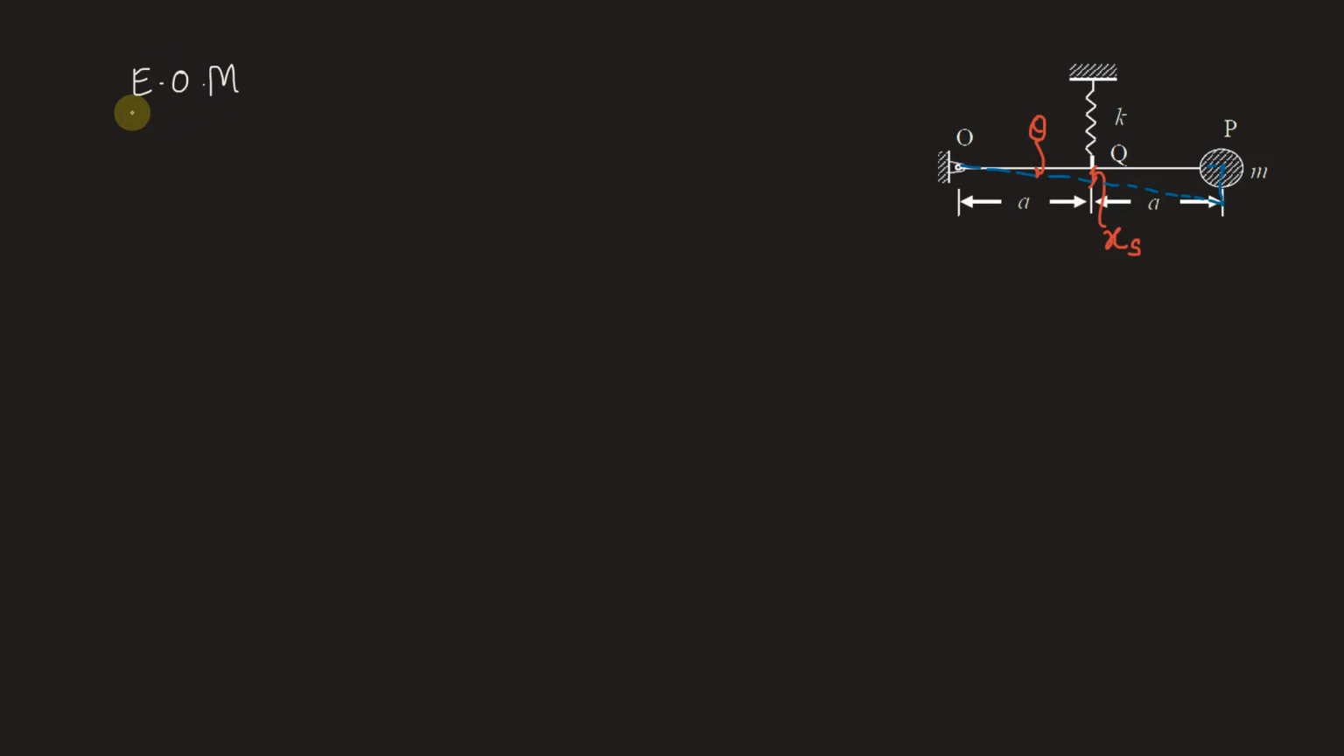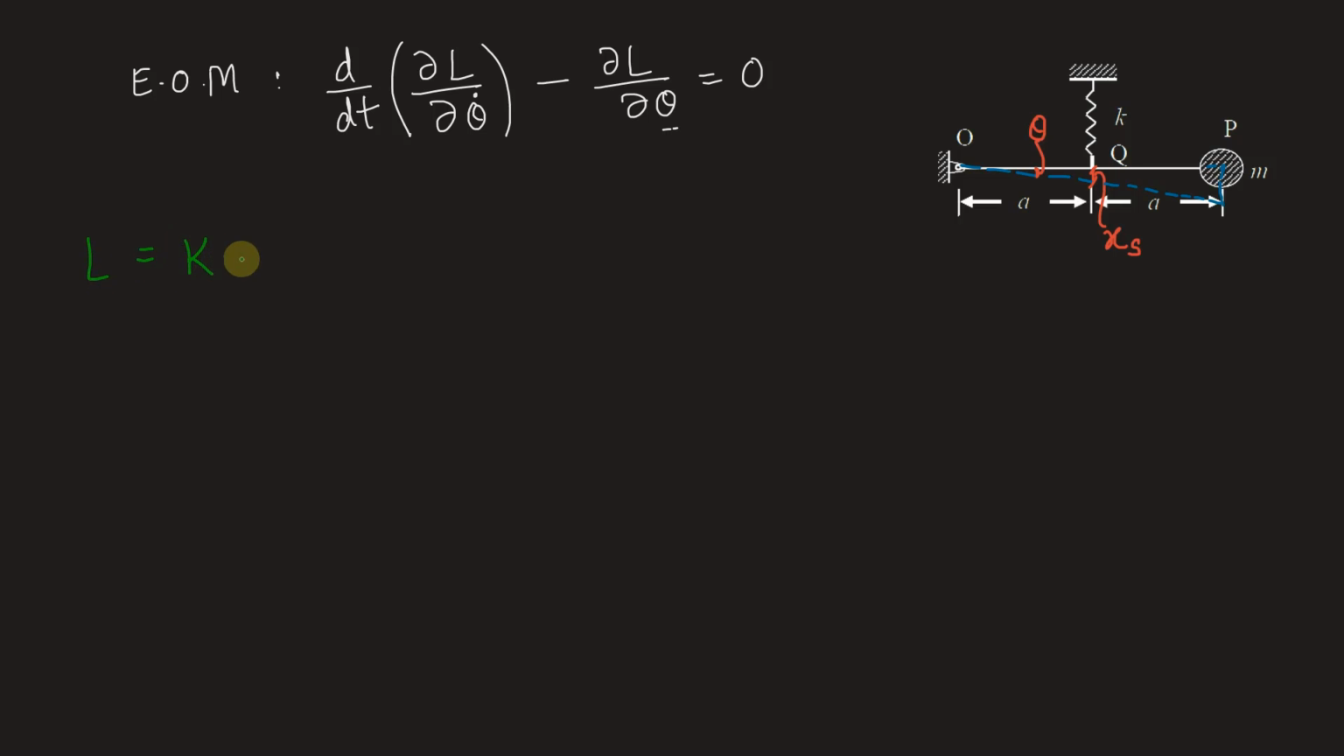So the EOM, short for equation of motion, will be given by d/dt, that is the time derivative of ∂L/∂θ dot, the partial derivative of the Lagrangian with respect to the angular velocity, minus ∂L/∂θ equal to 0. That is the partial derivative of the Lagrangian with respect to the angular displacement theta, where L is the Lagrangian defined as kinetic energy minus potential energy of the system.